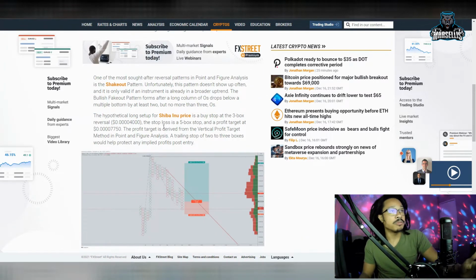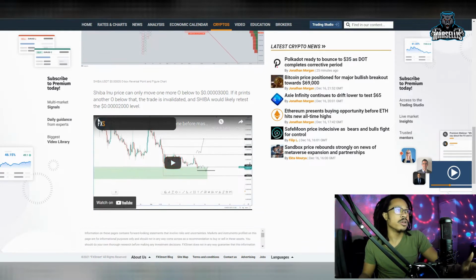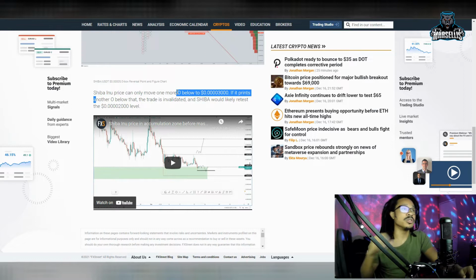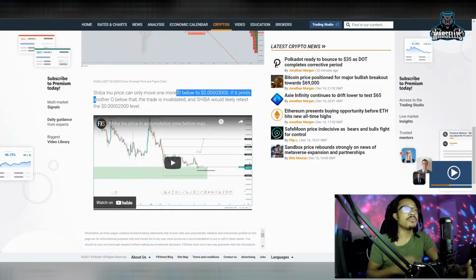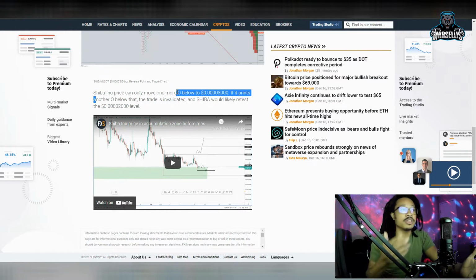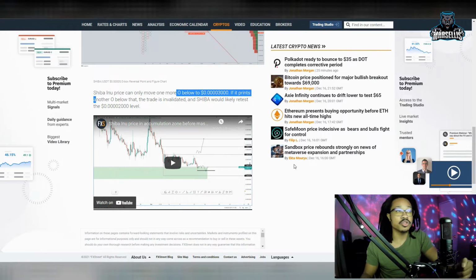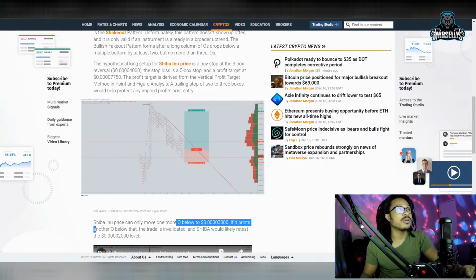Now, one of the most important things that you've got to think about with Shiba Inu is down here. Shiba Inu price can only move one more zero below, to 0.000030. If it prints another zero below that, then pretty much they're saying the trade is invalidated and Shiba will likely retest the 0.000020 level. And what they mean by zero, let's go back here.